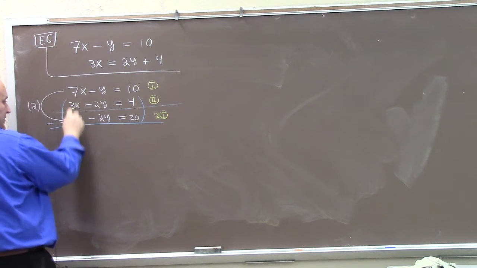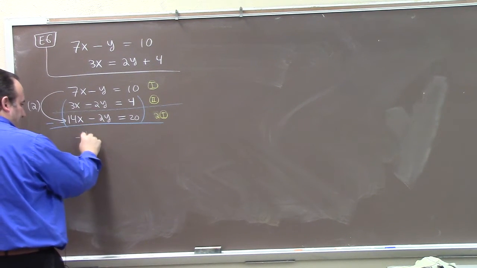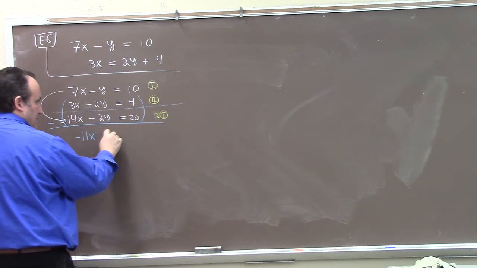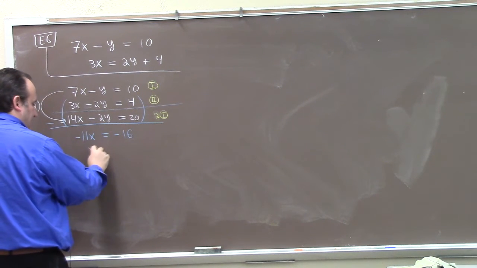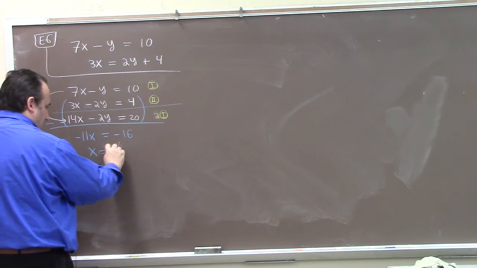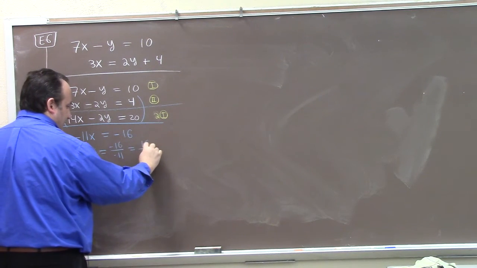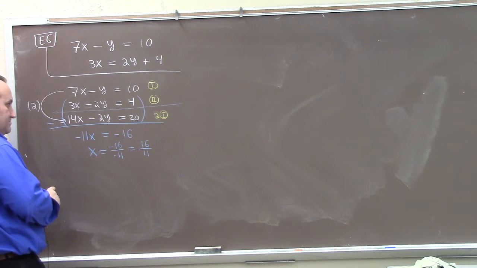And we get 3 minus 14, which is minus 11, right? These guys cancel. 4 minus 20 is minus 16, right? Looks like x is going to be equal to minus 16 over minus 11, also known as plain old 16 over 11, right? The minuses cancel. What's y equal to?